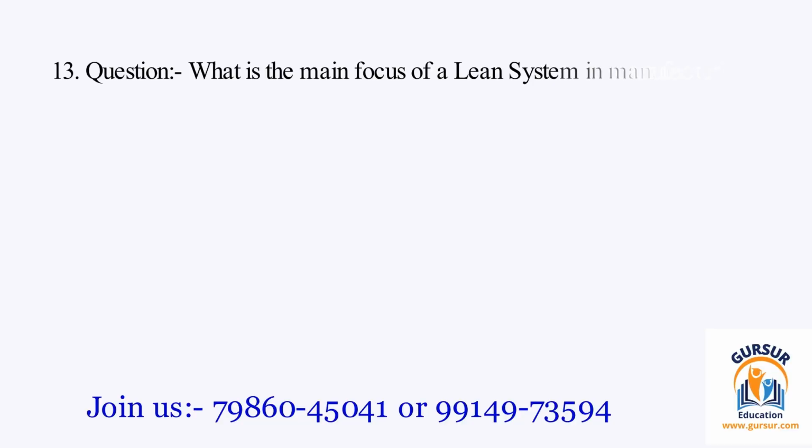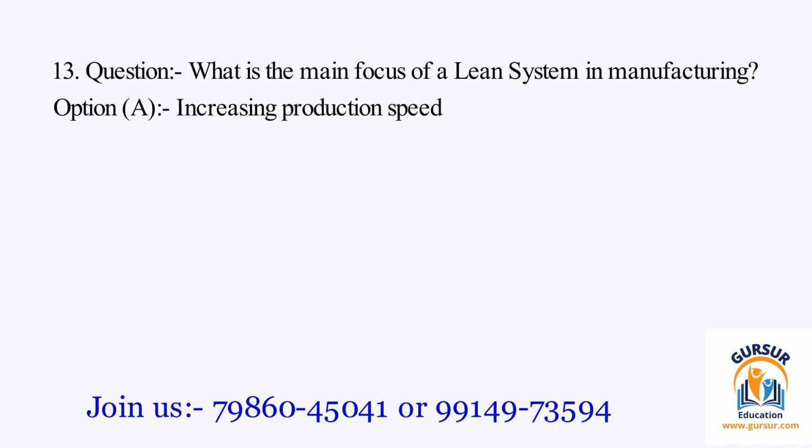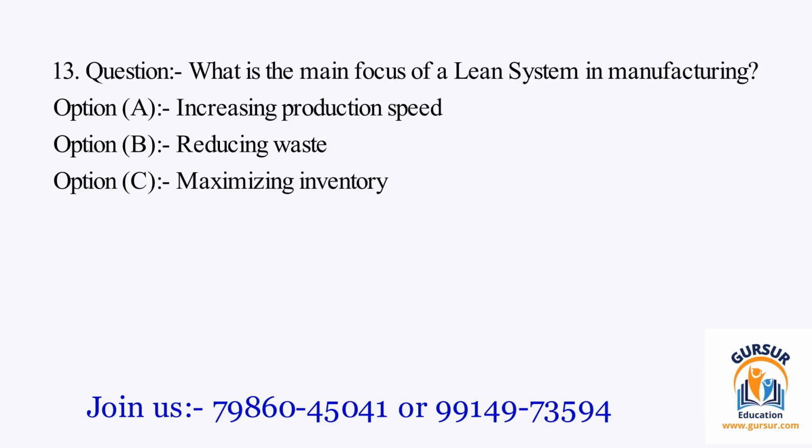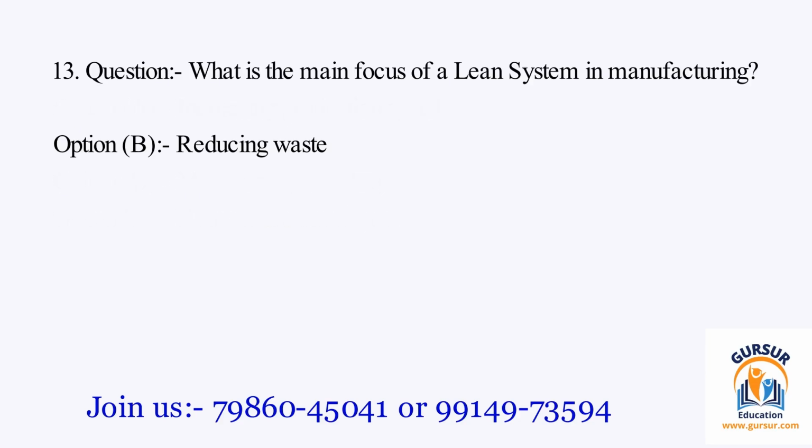Question number 13. What is the main focus of a lean system in manufacturing? The option A is increasing production speed. The option B is reducing waste. The option C is maximizing inventory. The option D is hiring more employees. The right answer of the question is option B, and that is reducing waste.